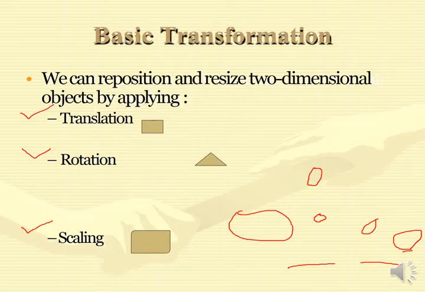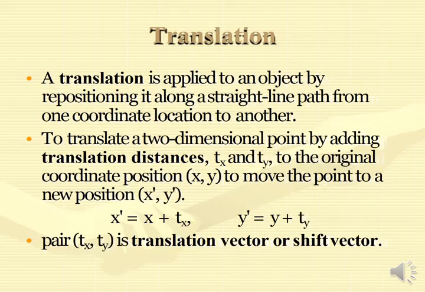So as I said, what is translation? Translation is applied to an object by repositioning it along a straight line path from one coordinate location to another coordinate location. So that is basically the concept: whenever an object is moving, or let's say anything is moving in an animation from one place to another place, it is basically a translation. You have to keep in mind that it should be along the straight line.